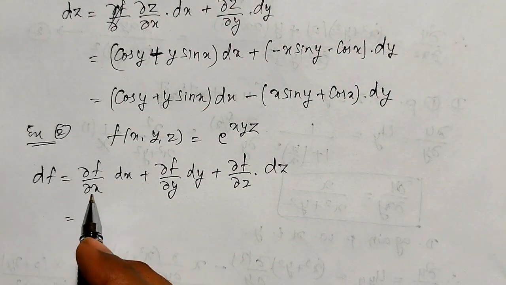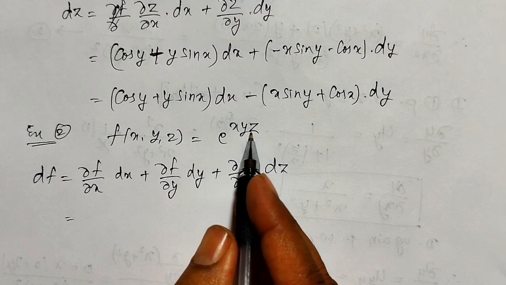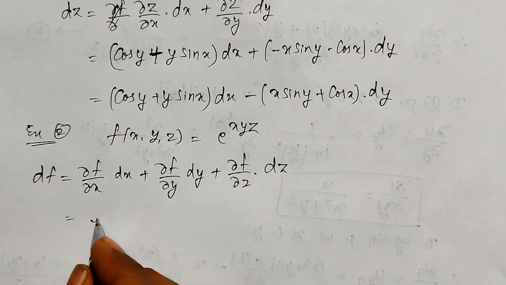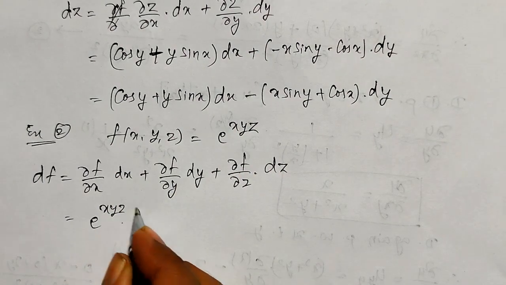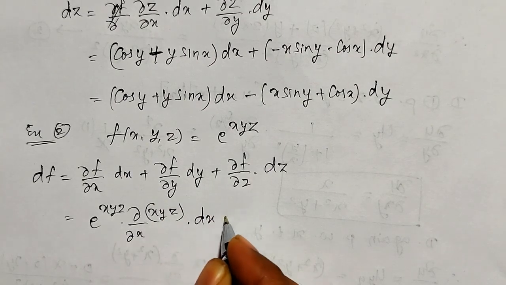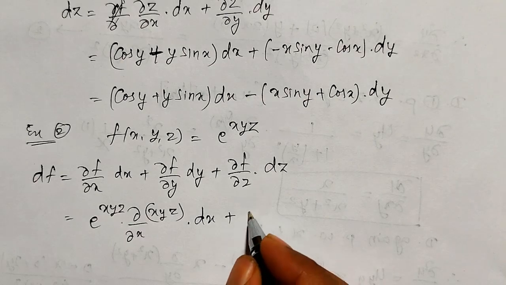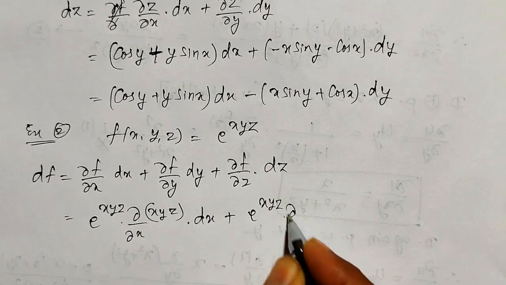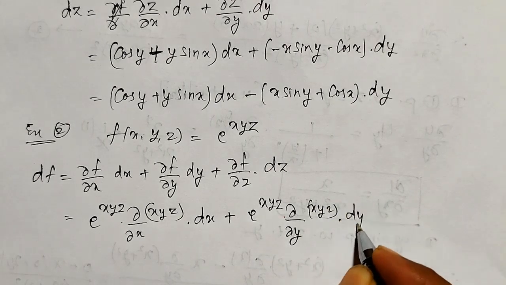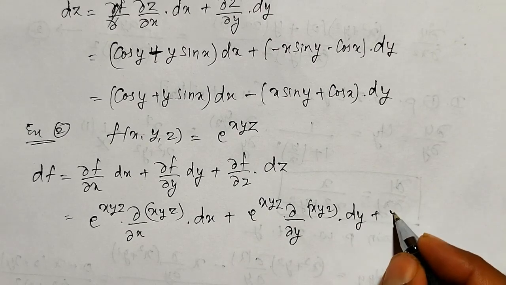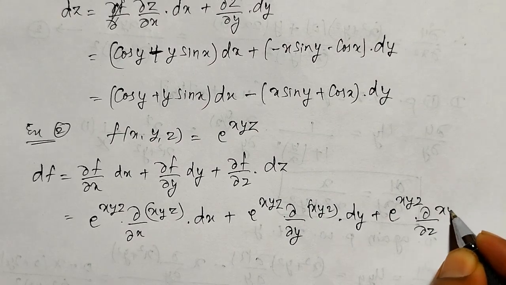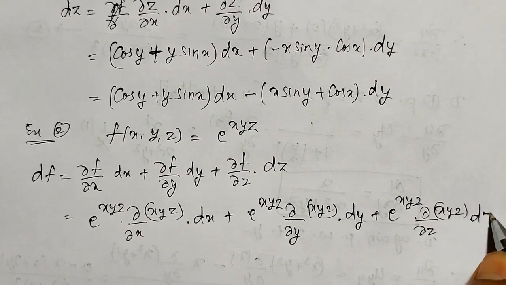Then dou f by dou x, the partial derivative of e raised to x y z with respect to x: choosing the chain rule, it is e raised to x y z into the partial derivative of x y z, chain rule I am applying, into dx. Like that, dou f by dou y is e raised to x y z into dou by dou y of x y z into dy, plus with respect to z, e raised to x y z into dou by dou z of x y z into dz.